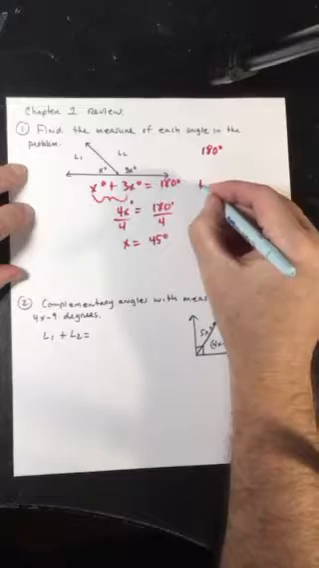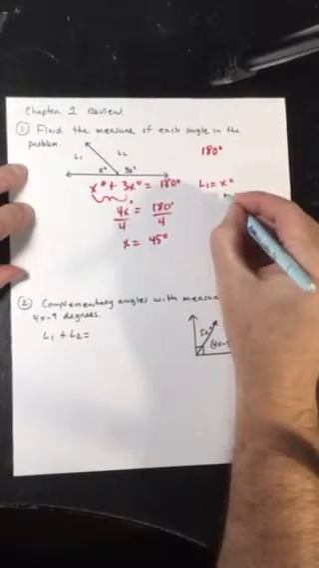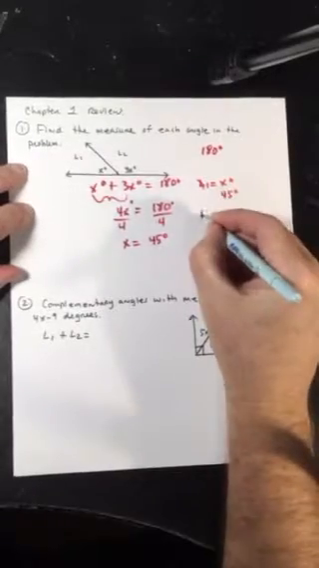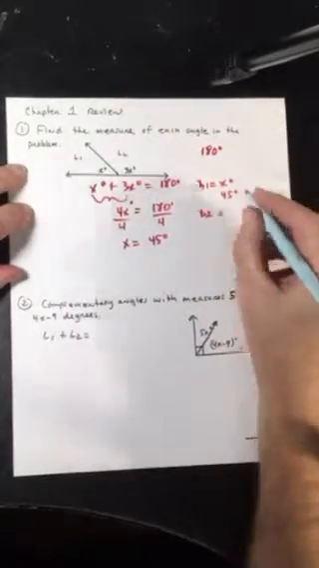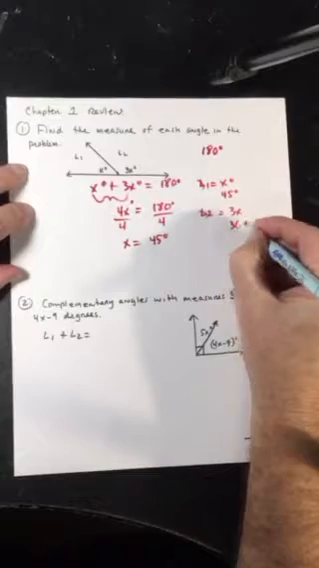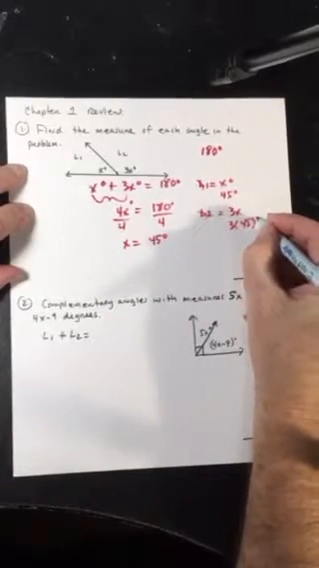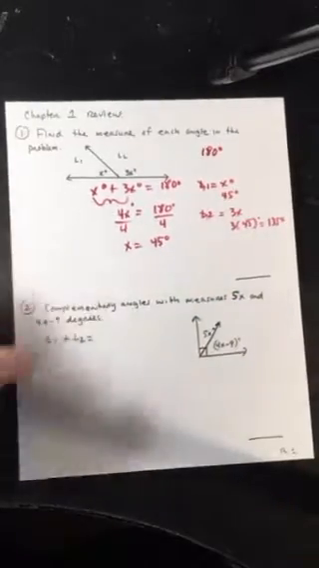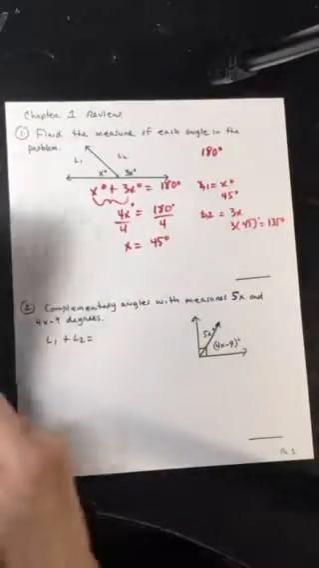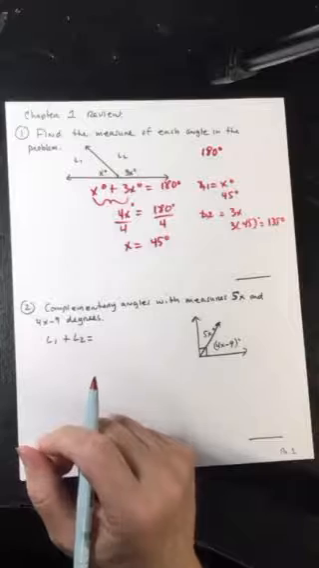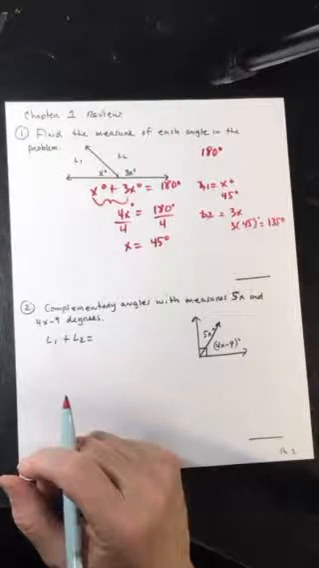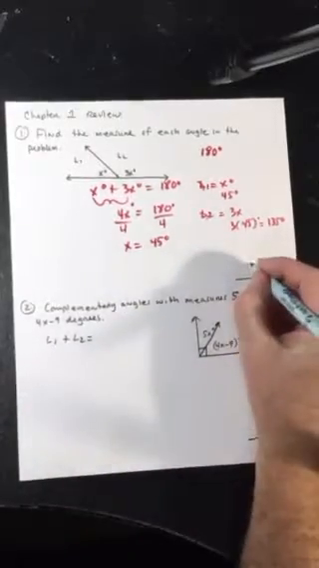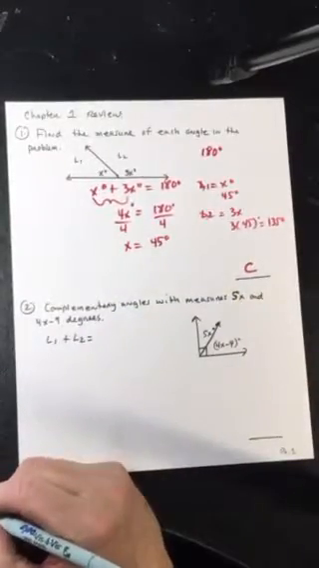So if I put that back in, angle 1 is equal to x degrees, which is 45 degrees. Angle 2 is equal to 3x, which is 3 times 45, which is 135 degrees. So if we look at our test, the answer for number 1 was 45 and 135, which was answer C.